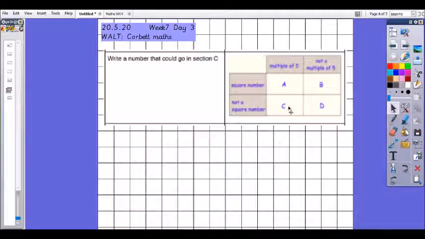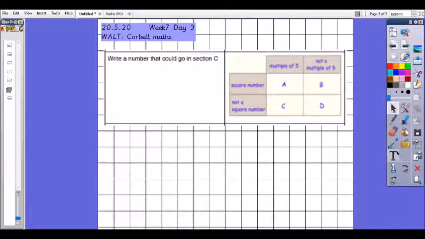Looking at section C here, we have got the headings, it is a multiple of 5 and it is not a square number. A multiple of 5 means that it can be divided by 5, that is any number that ends in a 0 or a 5. Now it says not a square number. A square number is a number that is the product of the same number being multiplied. So for example, 8 times 8 is 64. 64 is a square number. So we're looking for a number that isn't a square number and is a multiple of 5.